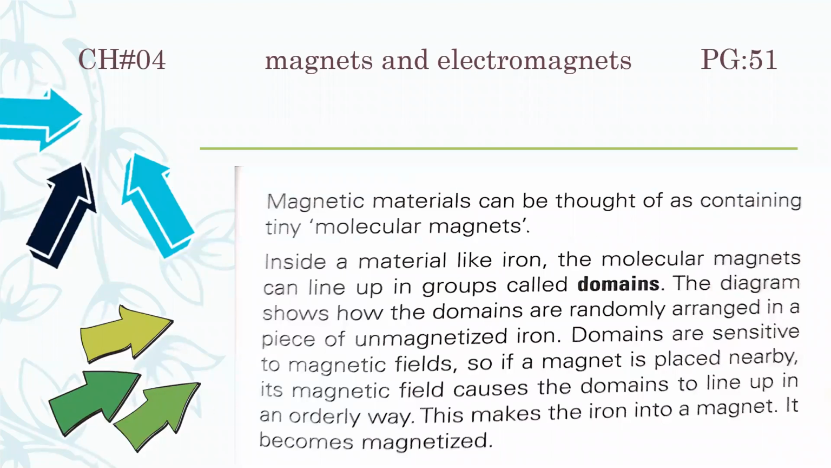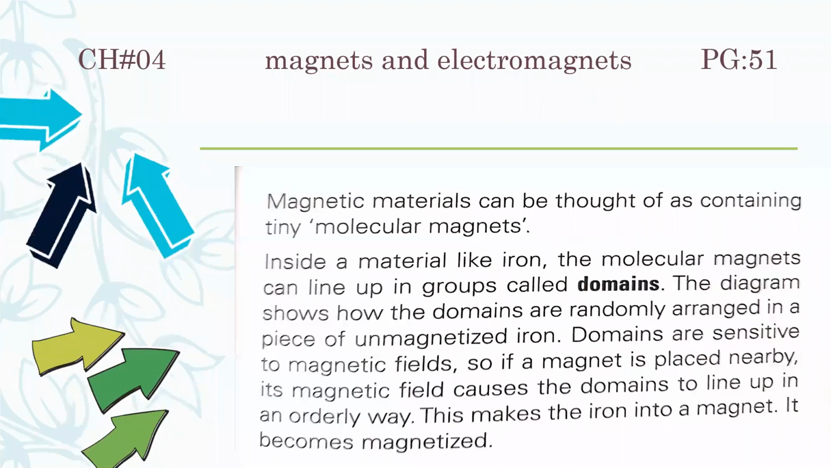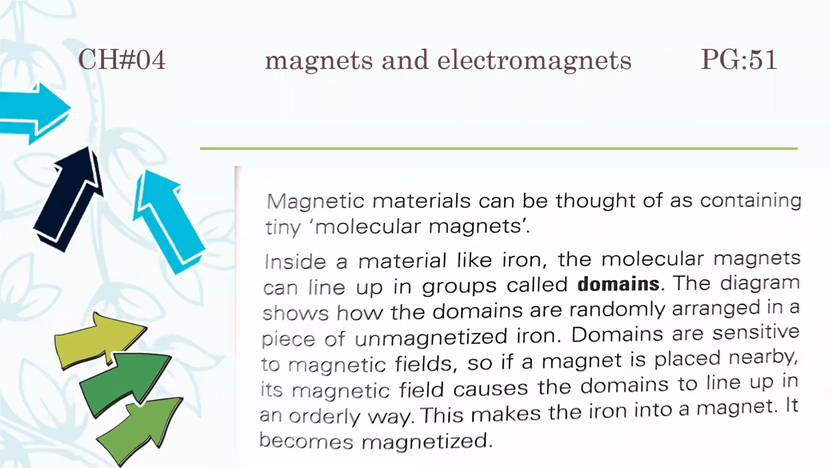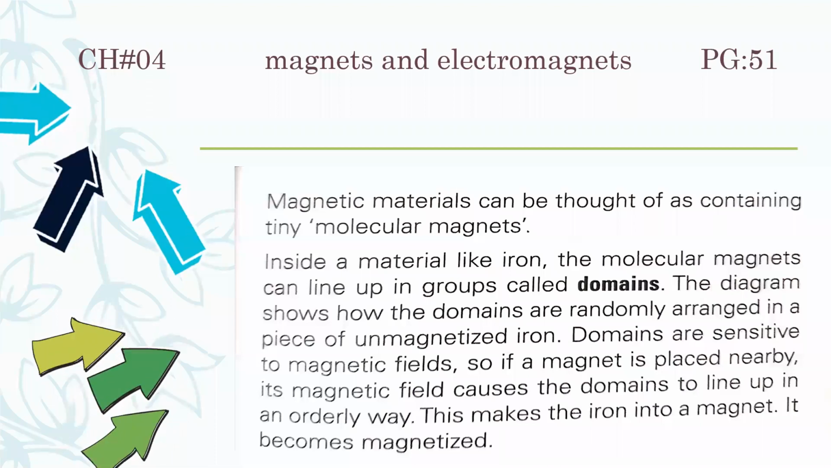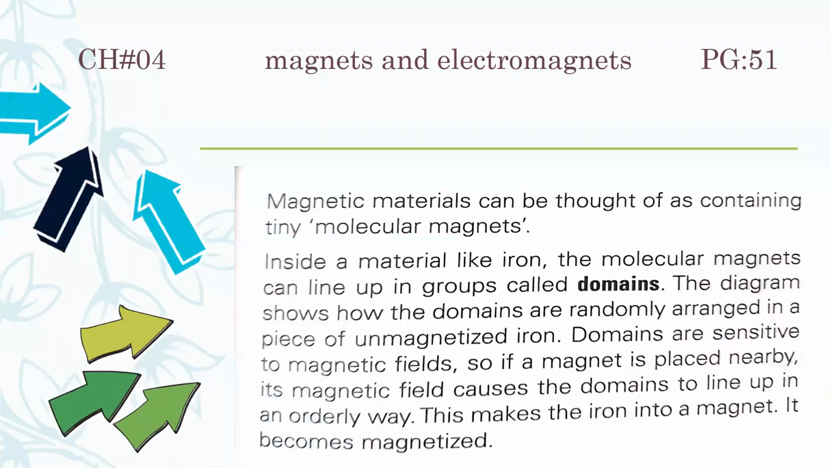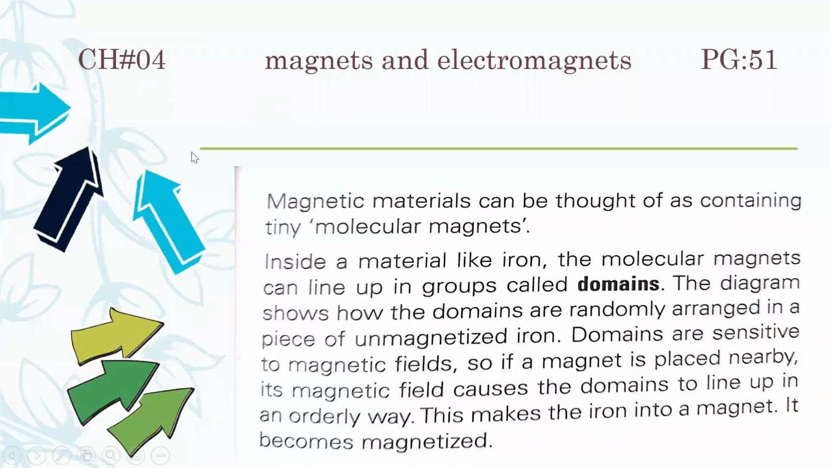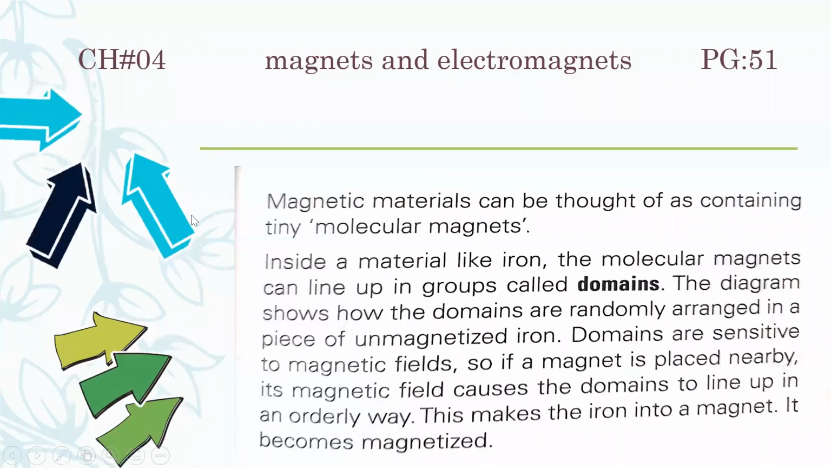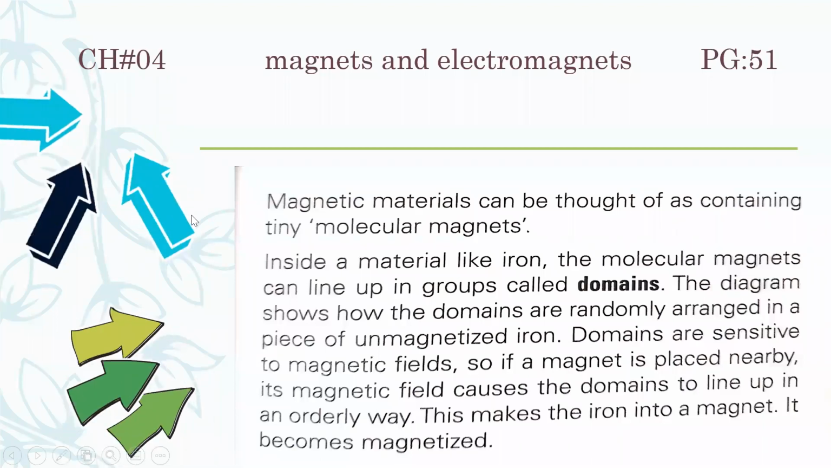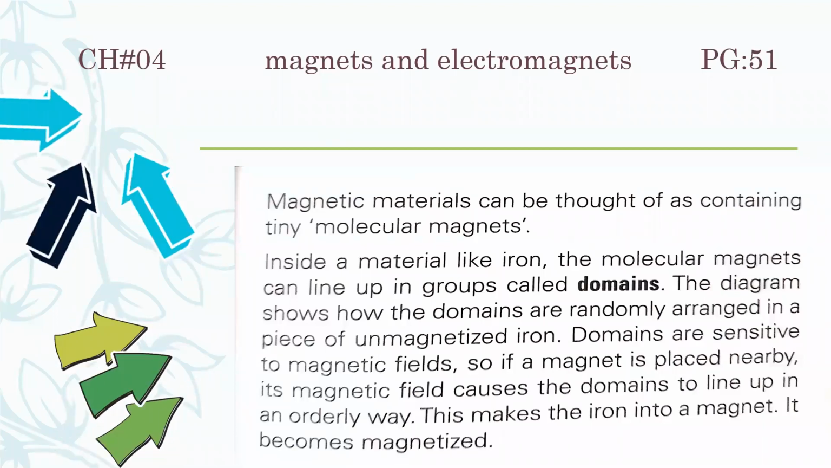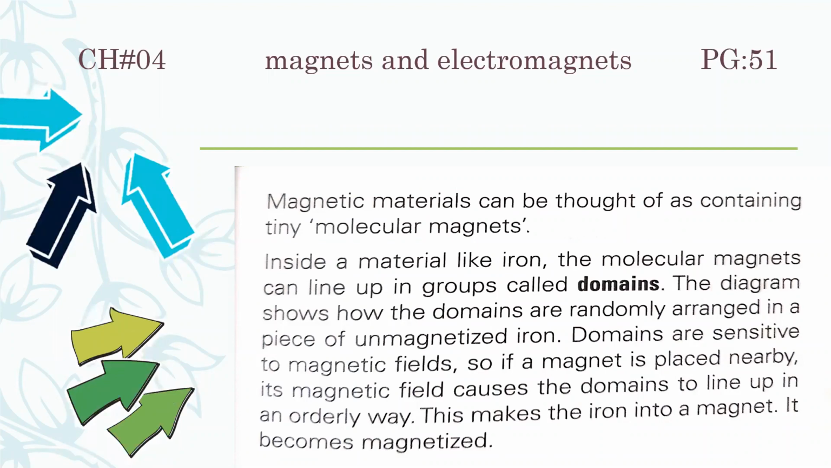The diagram shows how the domains are randomly arranged in a piece of unmagnetized rod. You can see here in this figure that these domains are arranged randomly, pointing in either direction. But after applying the external magnetic field, because these domains are quite sensitive to the external magnetic field, domains are sensitive in the magnetic field.